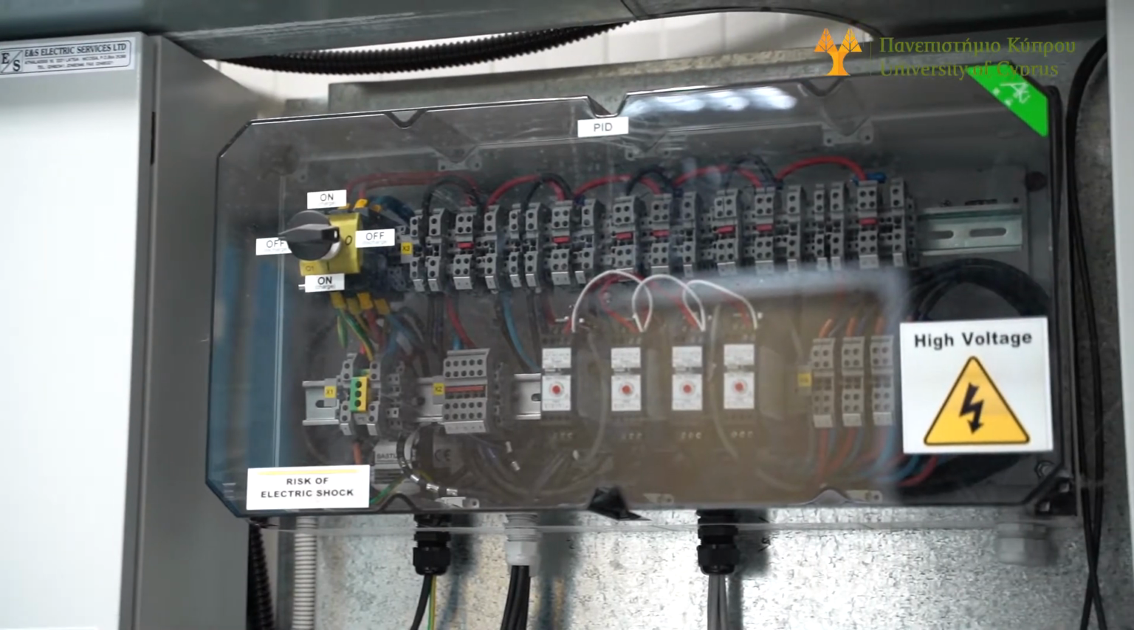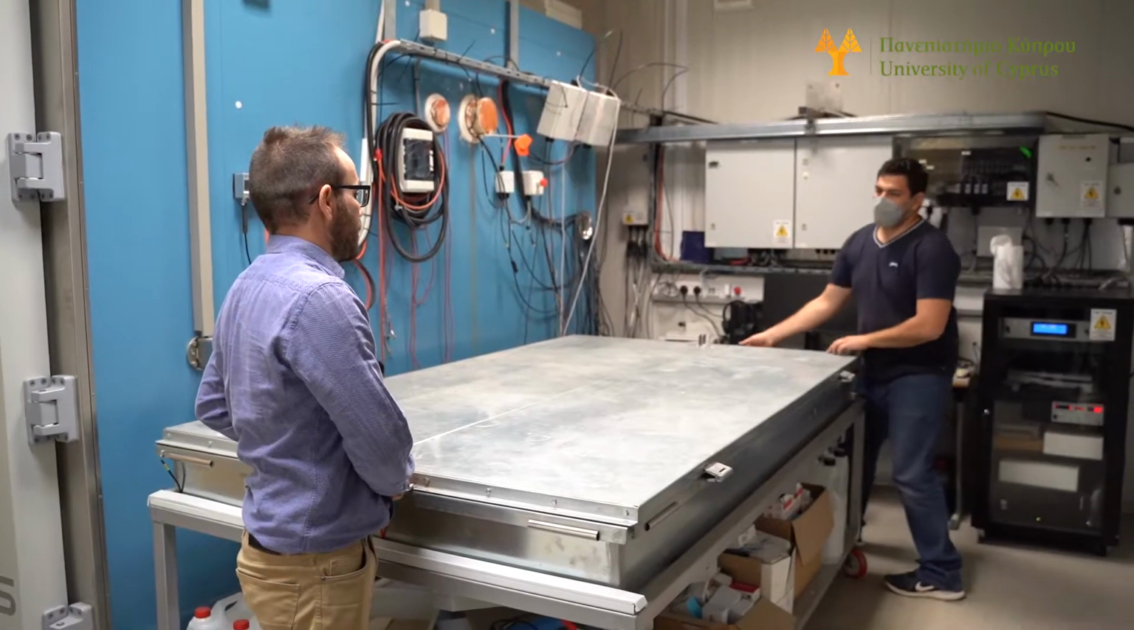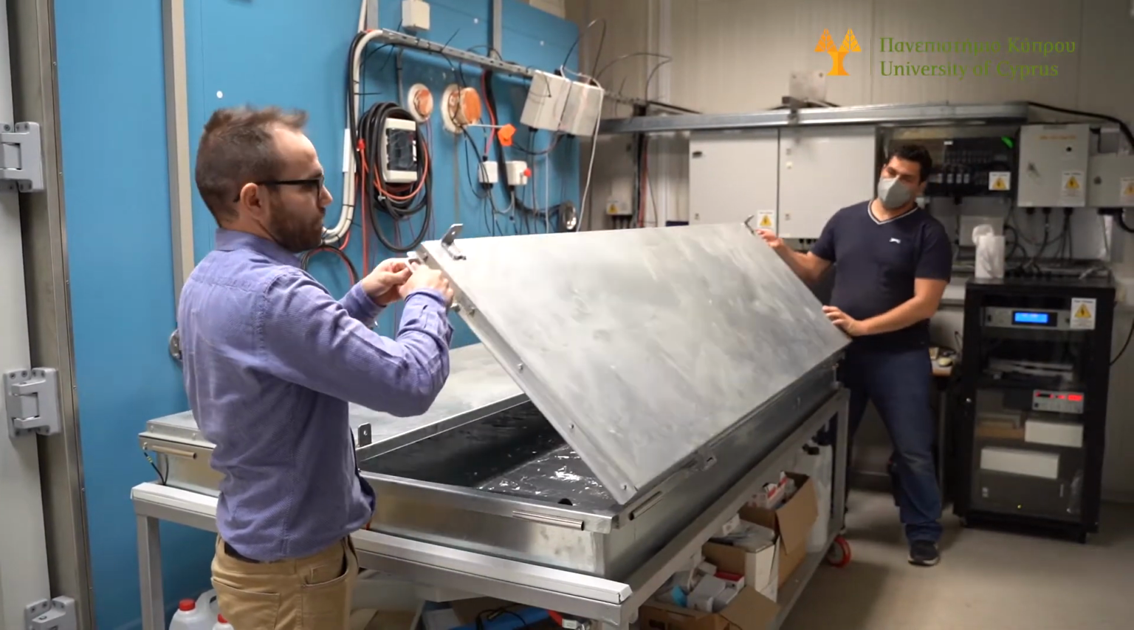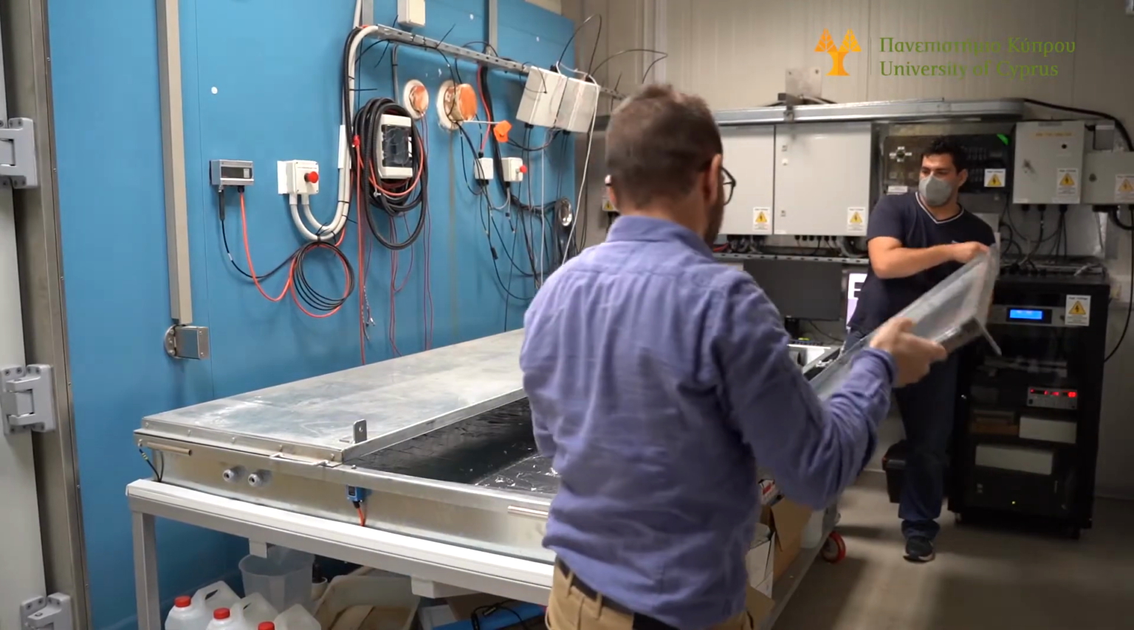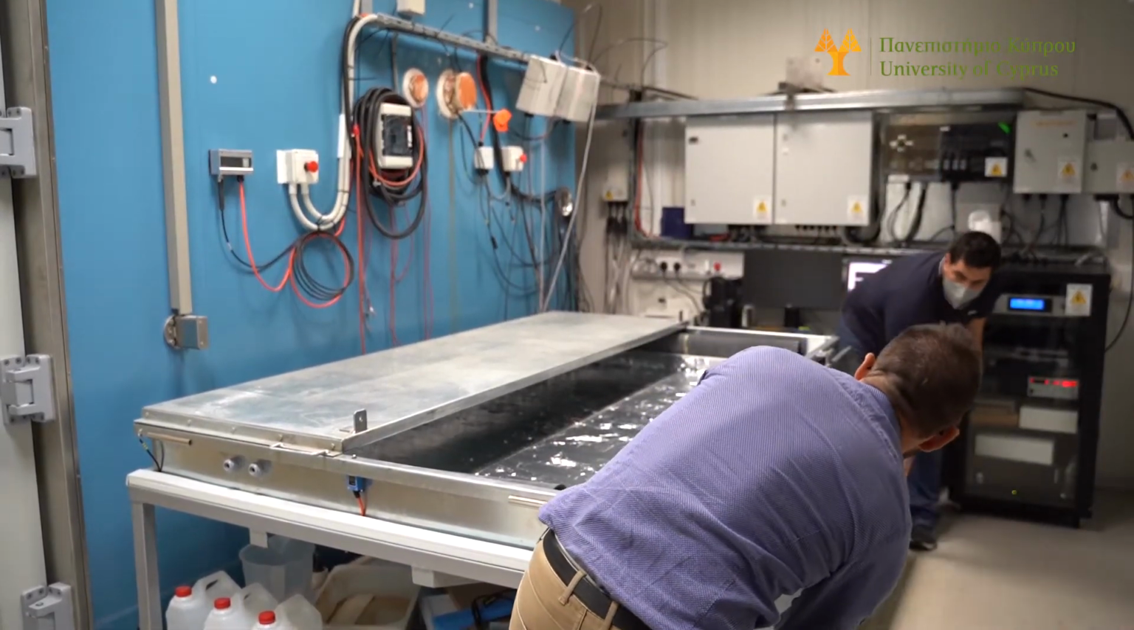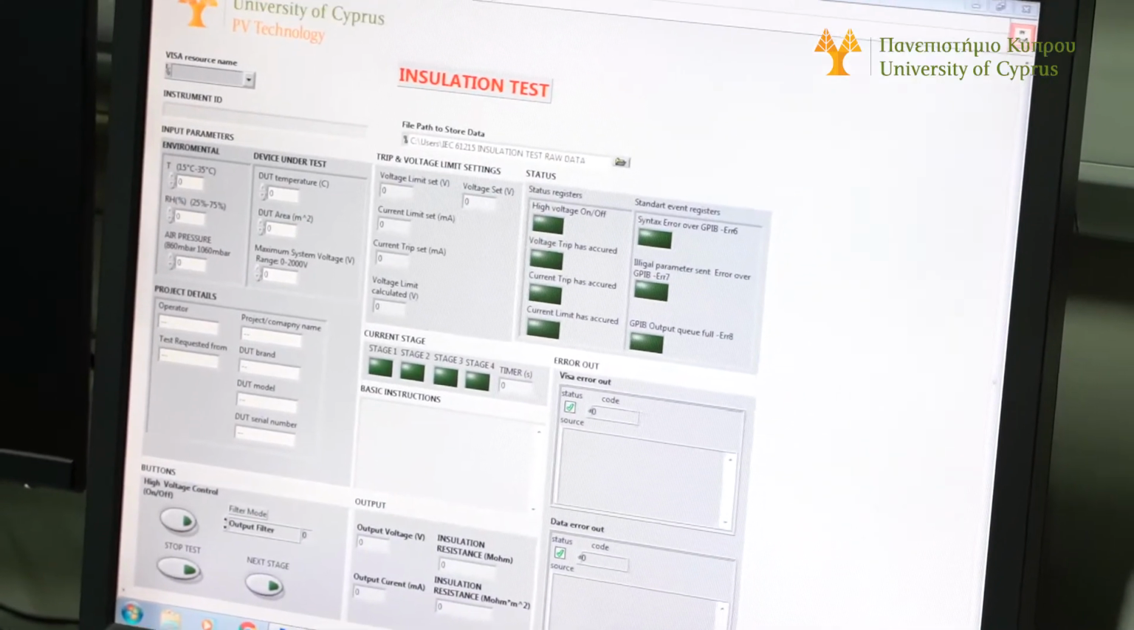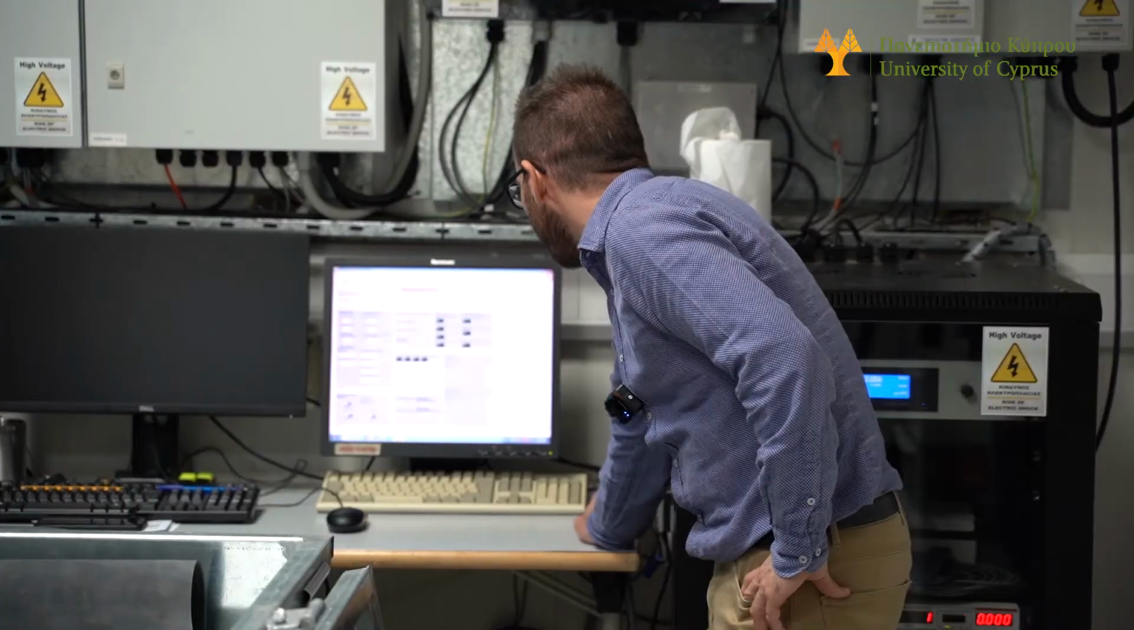This setup was developed for performing insulation and wet leakage tests. It consists of a high voltage power supply, a metal enclosure, and the appropriate software to measure and evaluate the electrical insulation of the photovoltaic modules by exposing them to high voltage up to 5 kilovolts.